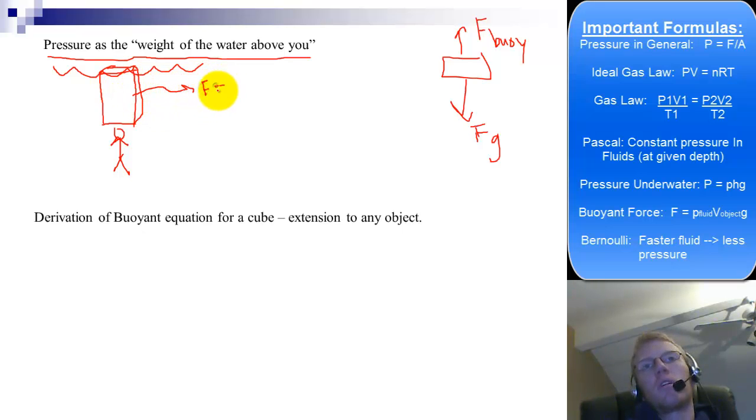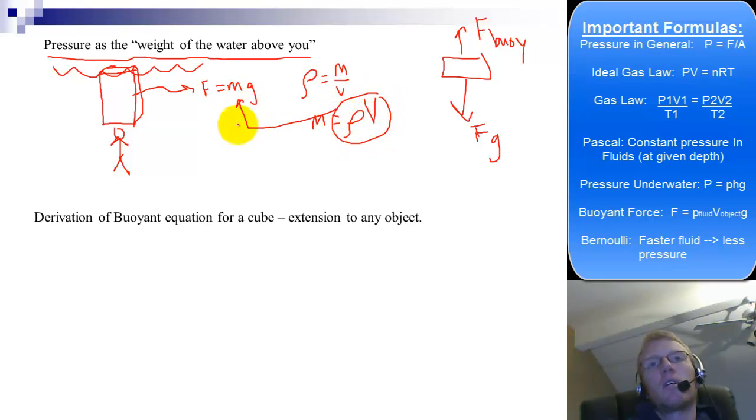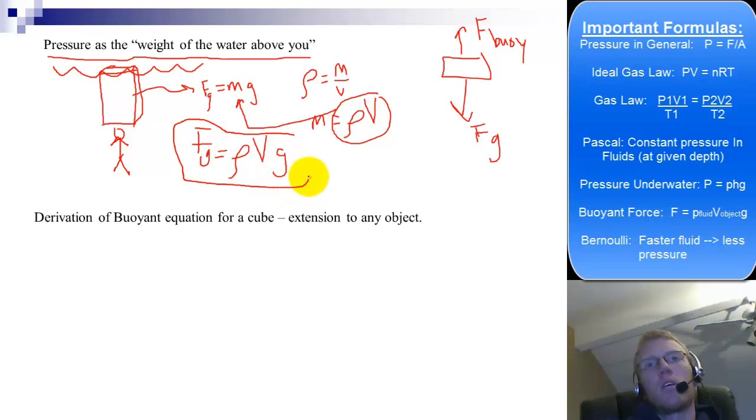We've got force is mass times gravity. To find the mass of this water, we need to relate the density. Density is mass divided by volume, right? So therefore, mass is density times volume. Okay, so plug that in right here, and you get that the force of gravity on this stuff is the density of it times the volume of it times gravity. So that's the force acting on all of this stuff, pushing it down on you.